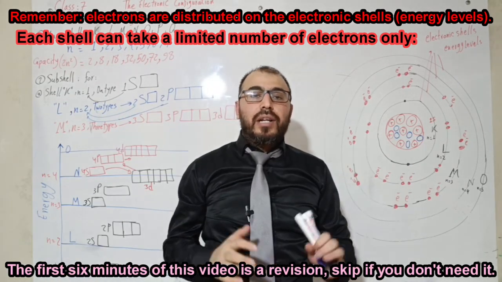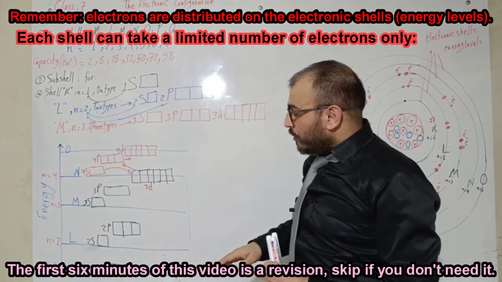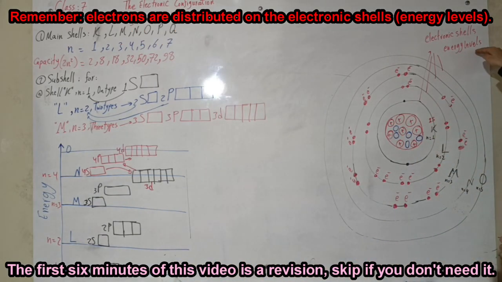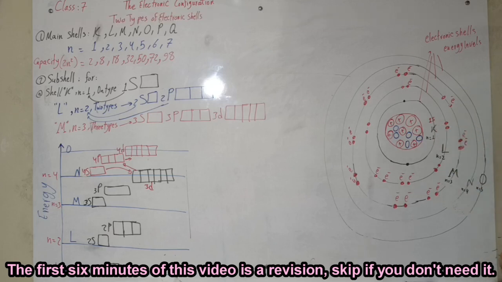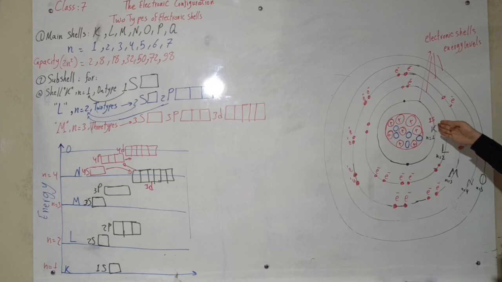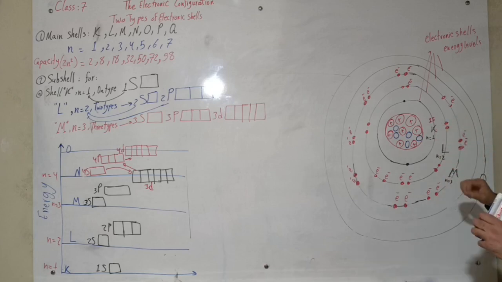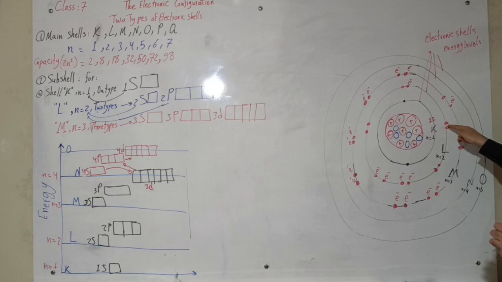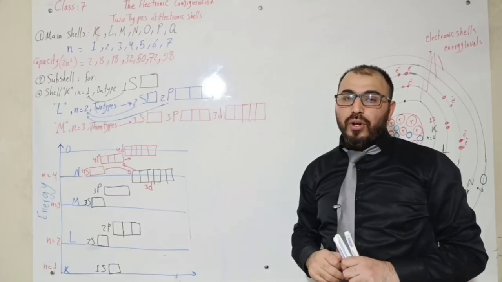Then a student of mine asked me this question: Teacher, we all know that the shells, or the energy levels, are different in terms of energy. For example, K has the lowest energy, then L has higher energy than K, M has higher energy than L and K, and N has higher energy than M, L and K. His question was, does each electron inside the same shell have the same distance to the nucleus? And the answer was no.